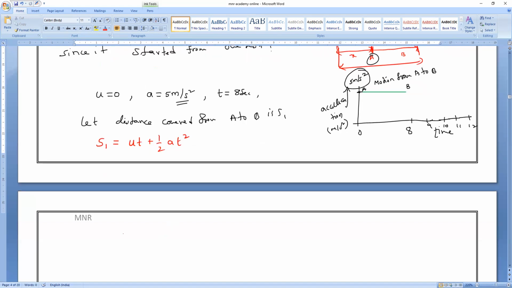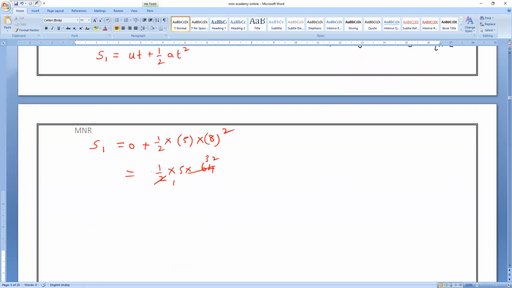Initial velocity is what? 0. So S1 is equal to 0 plus, 0 into t is 0 only. Half a value is 5 into time 8 square. So S1 is equal to 1 by 2 into 5 into 8 square, which is 64. So 2 1s are 2, 2 3s are 6, 2 2s are 4. So 5 32s are how much, guys? Quickly, everybody. 160 meters.